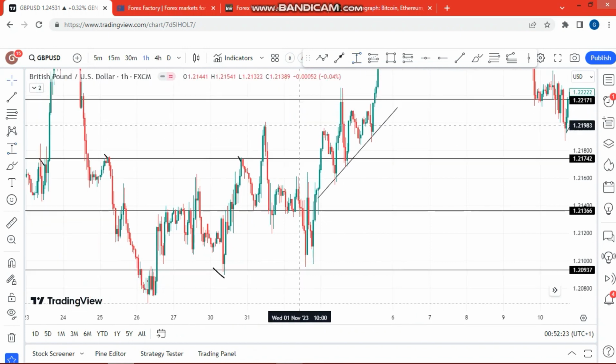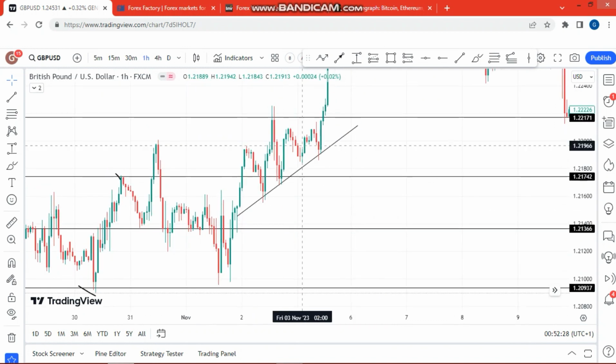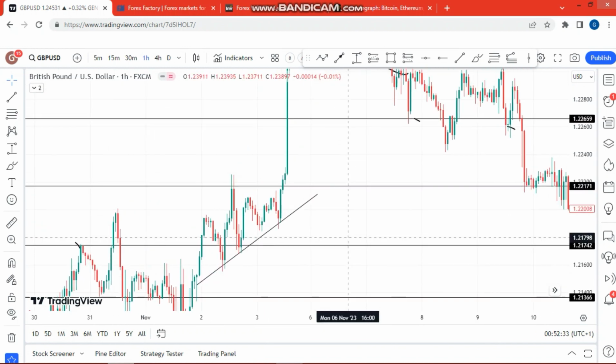20 pips is not bad for the day, just by understanding these peaks and also noticing these areas.